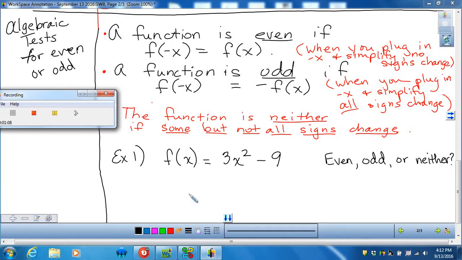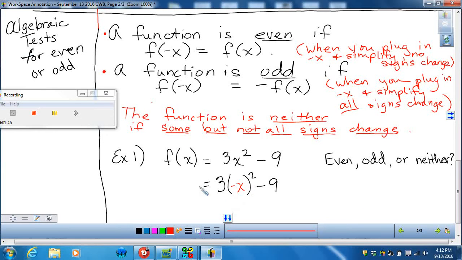Okay, so we have this example. f of x is equal to 3x squared minus 9, and we want to know, is it even, odd, or neither? So the first thing we're going to do is replace our x with a negative x. Everywhere there's an x, we are going to plug in negative x. So take out your x. Everything else stays the same. We're taking out x, and we are replacing it with the opposite of x, or negative x.